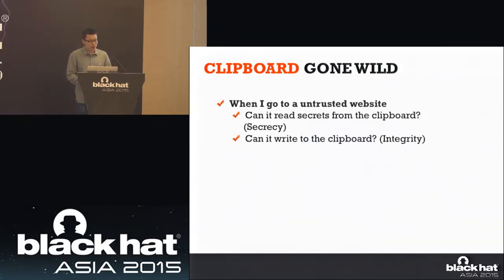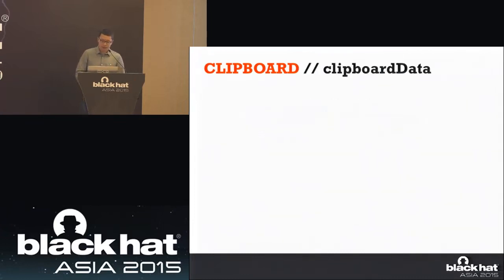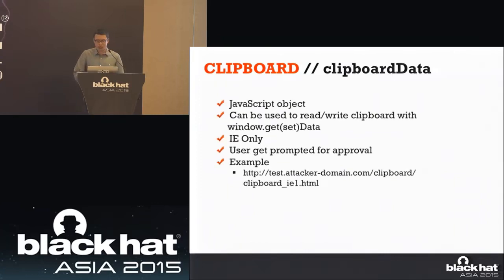The threat model I'm trying to consider is basically: when you go to a malicious web page in your browser, can you guarantee your secret on the clipboard is never going to be read without your permission, which is the secrecy of the message? And can you guarantee the integrity of your message? So it turns out that there are a few ways to do that. Some are specific to particular browsers, and some work across browsers.